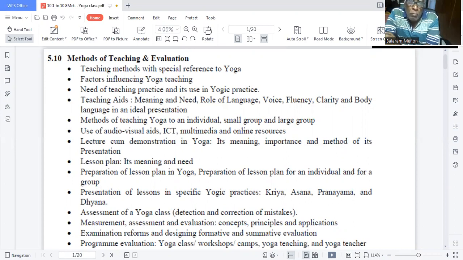Questions can be asked on the practical aspect in the examination also. What are the various methods of teaching? What is the relation between guru and shishya? Whether it is like a commercial class or not. So many questions can be asked. Or you can prepare a lesson plan also.